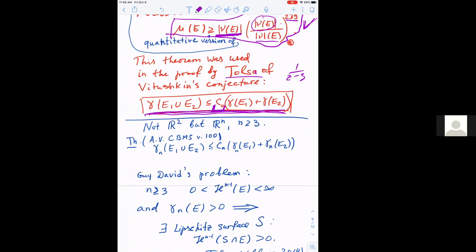Almost astronomically large. Well, frankly, Vitushkin asked that with the usual capacities, with constant 1. Nobody knows that, not even close. Maybe it will never be known. I don't understand how it can be done. But yes, with some finite constant which is universal, it's done.